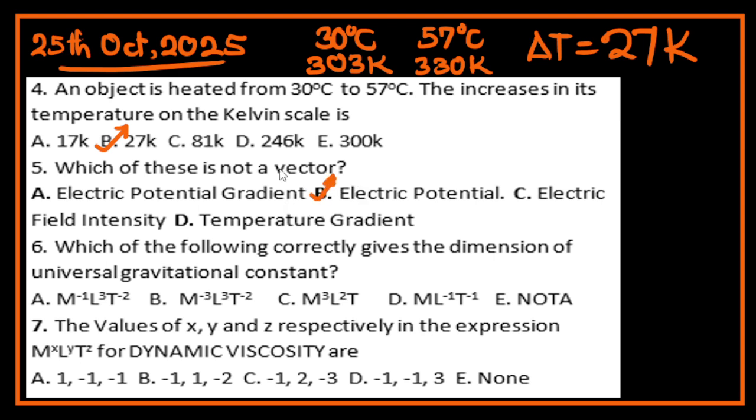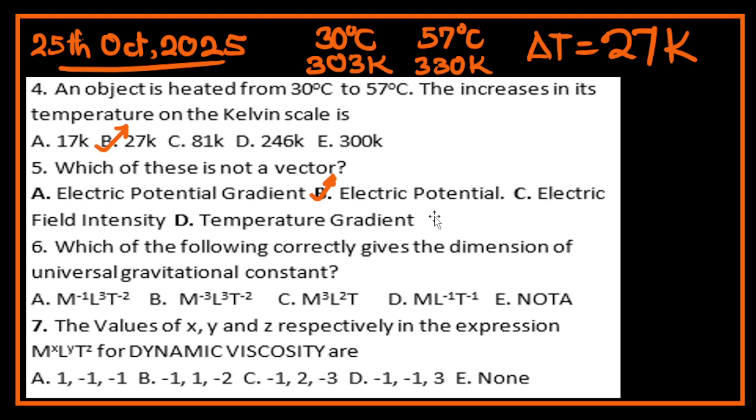Electric potential gradient is a vector. And one thing you need to always remember is that the gradient of a scalar quantity is a vector quantity. Similarly, temperature gradient is a vector. Temperature itself is scalar, making temperature gradient itself a vector. Electric field intensity is also a vector. So the only thing that's not a vector here is electric potential.